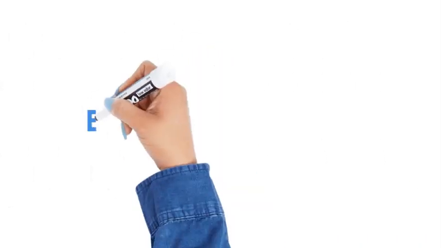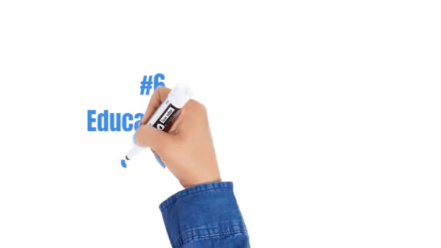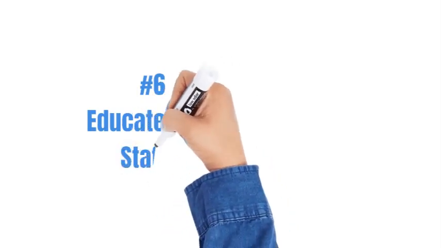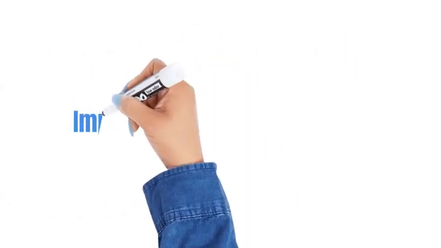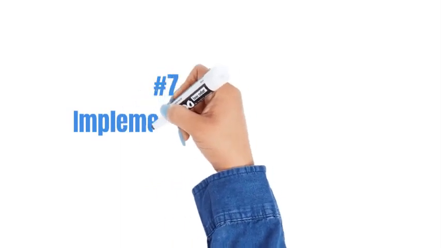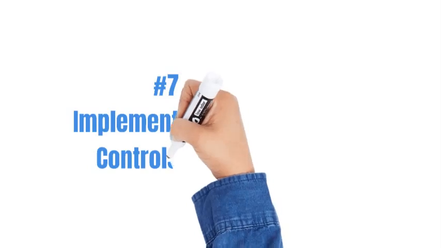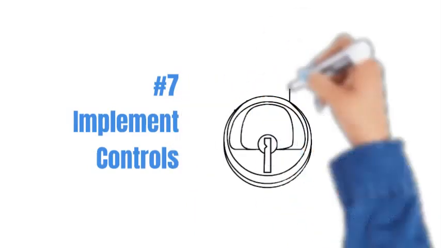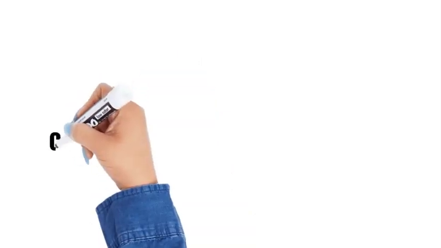6. Educate staff. Educate staff about the importance of fraud prevention and detection. Provide training on how to detect fraudulent activities and how to report suspicious activities. 7. Implement controls. Implement controls to prevent fraud. This may include policies and procedures for financial transactions, segregation of duties, and regular monitoring and reporting of financial activities.